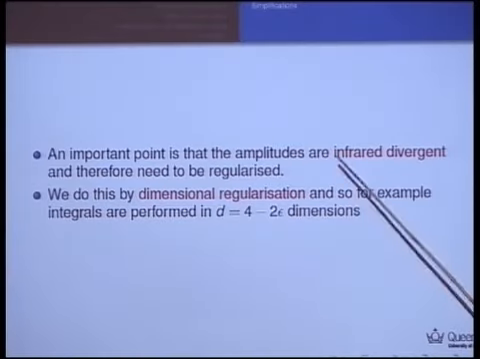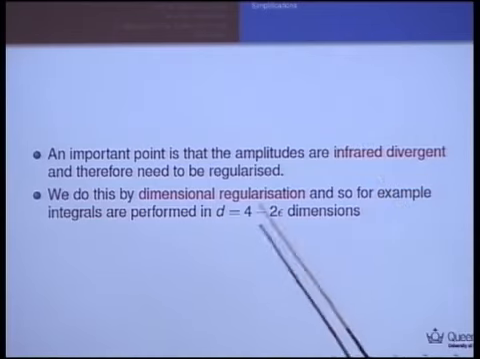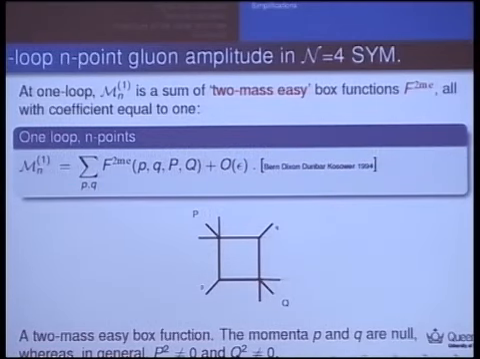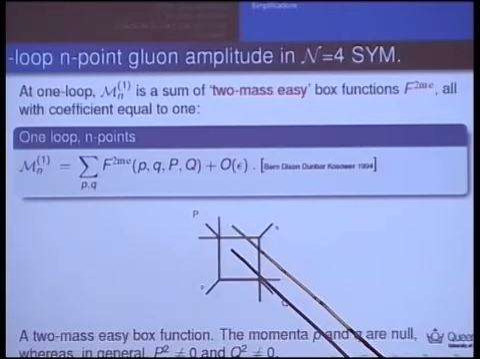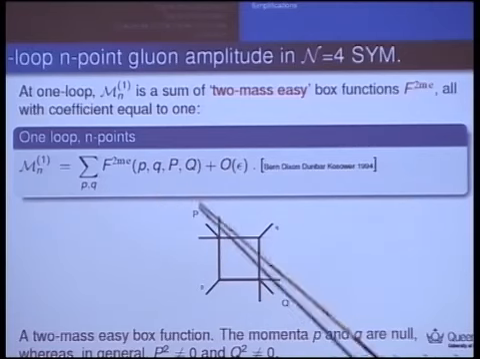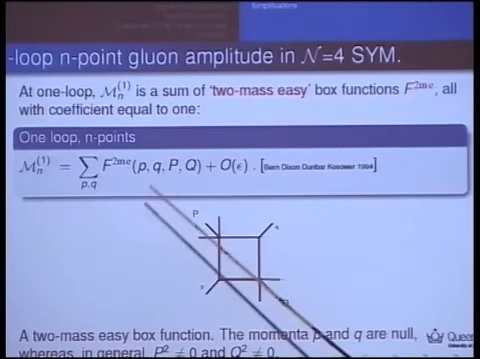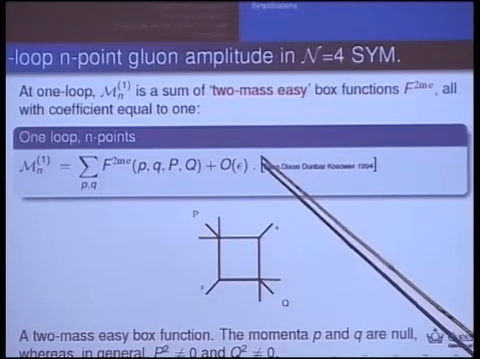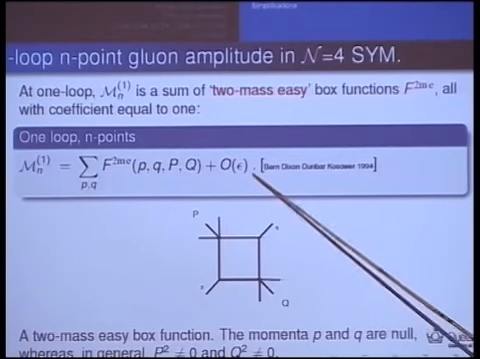Also, James mentioned that these things need to be regularized, which we do using dimensional regularization. We do things in 4 minus 2 epsilon dimensions. At one loop, the MHV amplitudes are given as a sum over two-mass-easy box functions. This was shown in 1994. This is up to order epsilon. We'll discuss this in a moment.